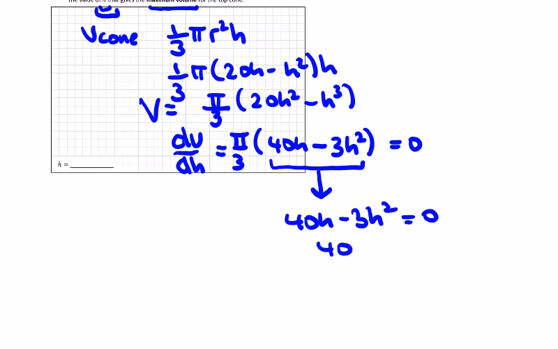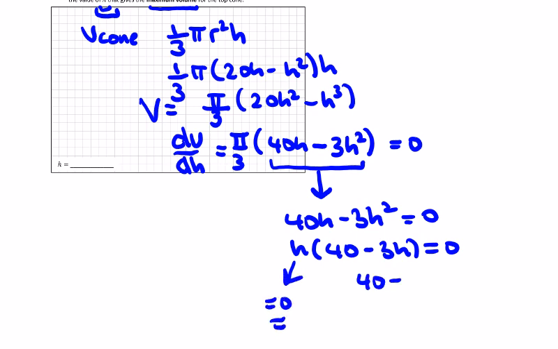We could factor out the h at this point. Maybe it's good maths to factor out the h, because there's two values for h here. h times 40 minus 3h equals 0. h can't be 0. So 40 minus 3h is equal to 0, 3h is equal to 40, h would be equal to 40 over 3.